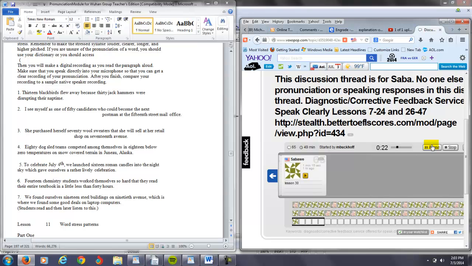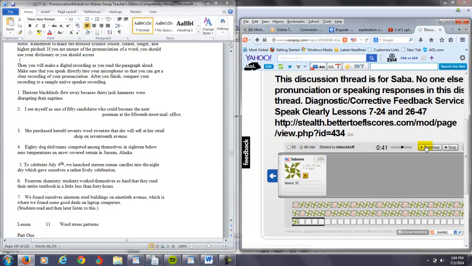3. She purchased herself 70 wool sweaters that she will sell at her retail shop on 17th Avenue. Good with numbers of 10, good with numbers of teen. So 70 versus 17. 4. 80 dog sled teams competed among themselves in 18 below zero temperatures on snow-covered terrain in Juneau, Alaska. 5. Perfect. Now you would know this. Names are very tricky. Juneau. Usually we'll say Juneau, Alaska. Sometimes when a word ends in EAU, we'll pronounce it more as an O.